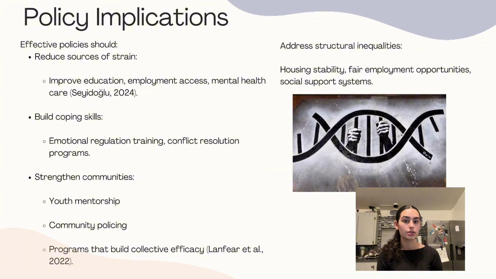Policy implications. Strain theory suggests that the best way to reduce crime is to reduce the stressors that lead to it and improve people's coping skills. Policies that improve education, employment opportunities, and mental health support can lower the sources of strain. Community policing, youth mentorships, and programs that build neighborhood trust help increase informal social control. Our textbook also notes that reducing structural inequality and emotional distress has some of the strongest long-term effects on crime reduction.